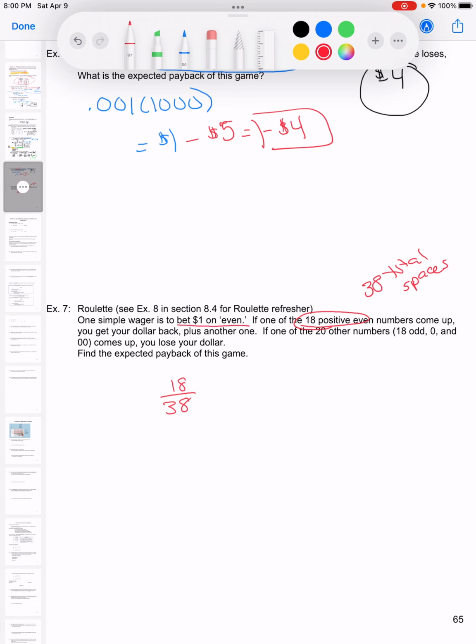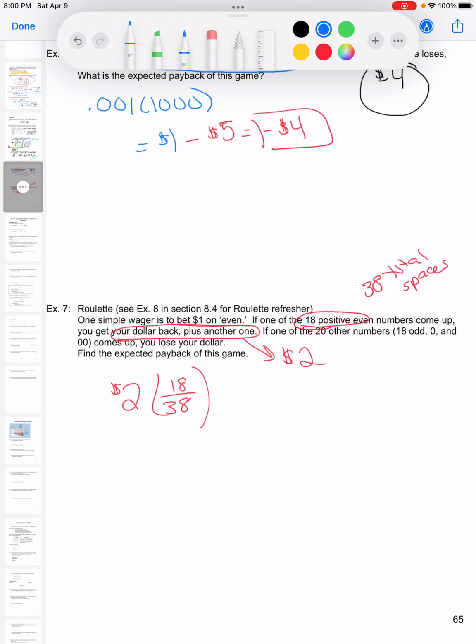If it comes up, we get our $1 back plus another one. So the way I'm going to work this is I'm going to call that $2. We get our $1 back plus another $1. So that's a total of $2 we win. So then I'm going to have $2 times that probability.